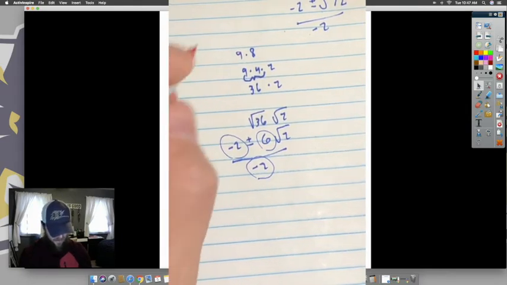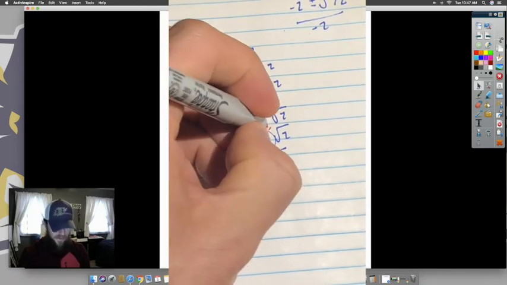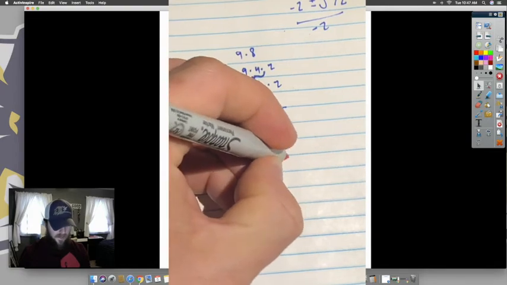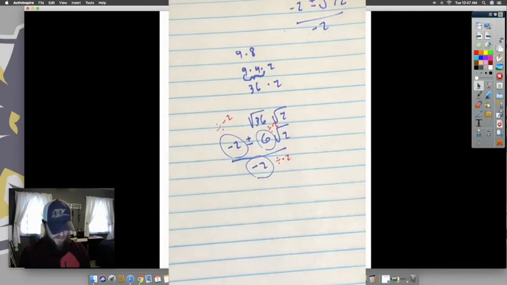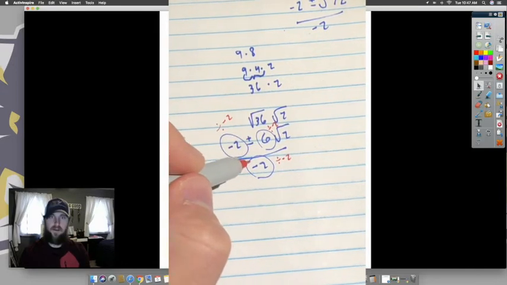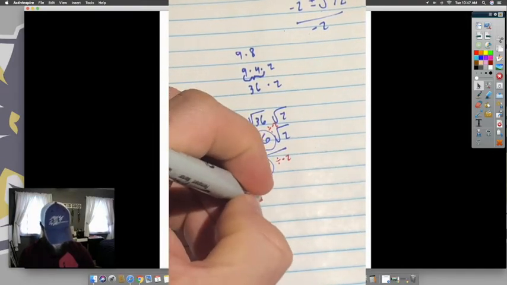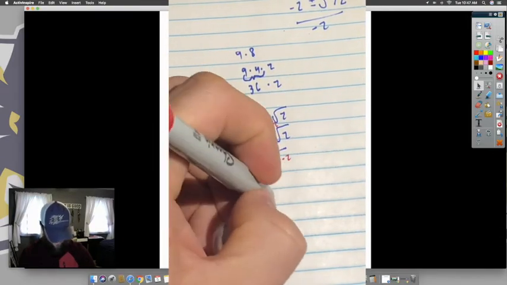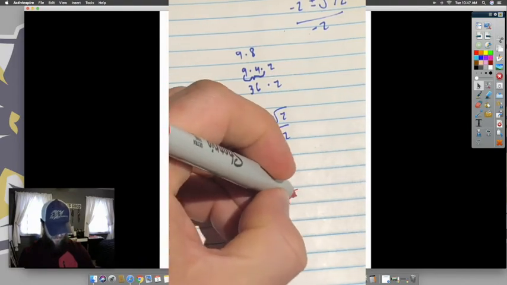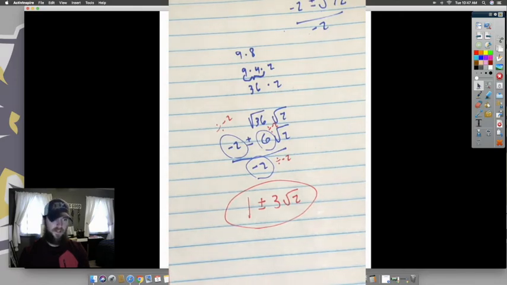But I'm going to divide all three of those. You could either divide them by 2 or negative 2. I kind of like the negative 2 idea because for the 6, it's not really going to matter because we have that plus or minus. And then it actually gets rid of the denominator completely. So if I divide them all by negative 2, we get 1 plus or minus 3 radical 2. And that's our answer. So that's the exact answer.